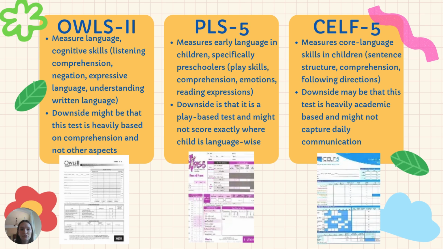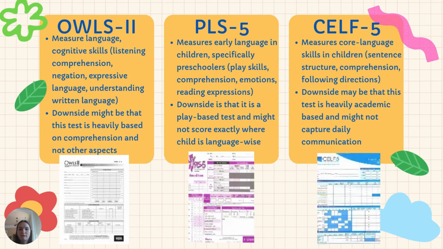The PLS-5 is the Preschool Language Scale. This measures early language in children, specifically preschoolers, and it specifically measures play skills, comprehension, emotions, and reading expressions. A limitation or downside is that it is heavily play-based and it might not score exactly where the child is language-wise. The resource that I read this from says that the results of this can be skewed sometimes because it's not a direct question and picture prompt exam like the OWLS or the SELF is. But since it is for very, very young children, being play-based can be helpful, especially when they have very short attention spans. So this one is good for children maybe 5 and under.